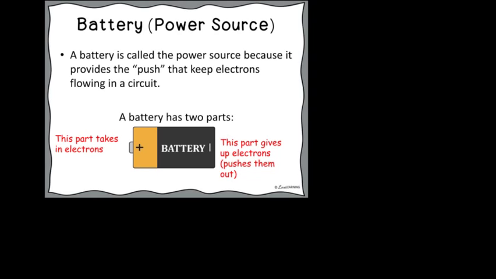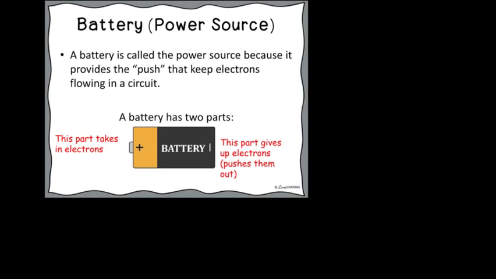So every battery has two parts. It has a positive end and it has a negative end. The negative end of the battery is the part that gives up the electrons. It's the part that pushes them out and starts the flow through the circuit.